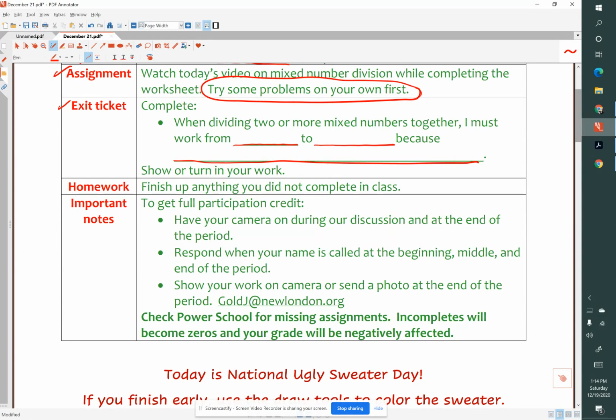So if you are supposed to be working in class, at the end of the period, I do want you to show me what you've done. But if you haven't finished everything, you can finish it up. You still need to show your work at the end of the period. Finished or not, I want to see what you've been doing. I want to see all your hard work.